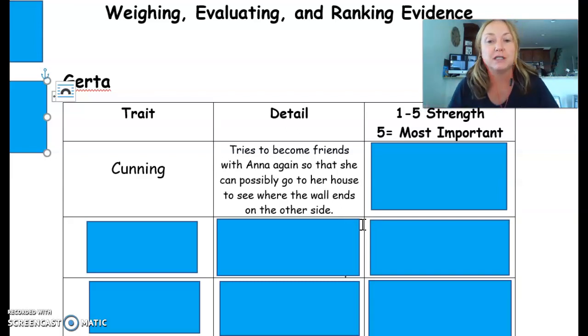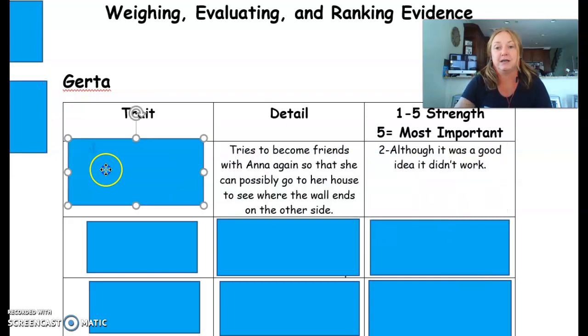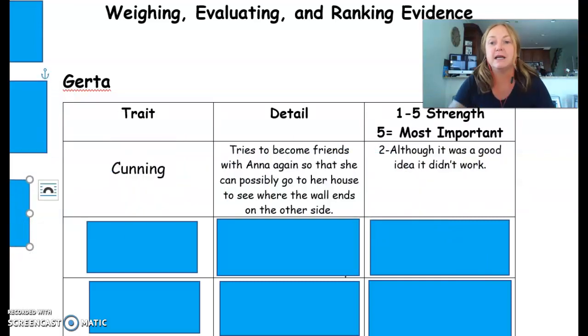So if you'll remember, they were at school, and Gerda was trying to talk to Anna, and she seemed a little weird to Anna because they had not been friends for a while. So what she was doing was pretending like everything was just fine, so that she could possibly get invited to her house. So let me think about how important that was. And you may rank things differently. I ranked it a 2 because although it was a good idea, it didn't actually work. So I ranked that a 2.